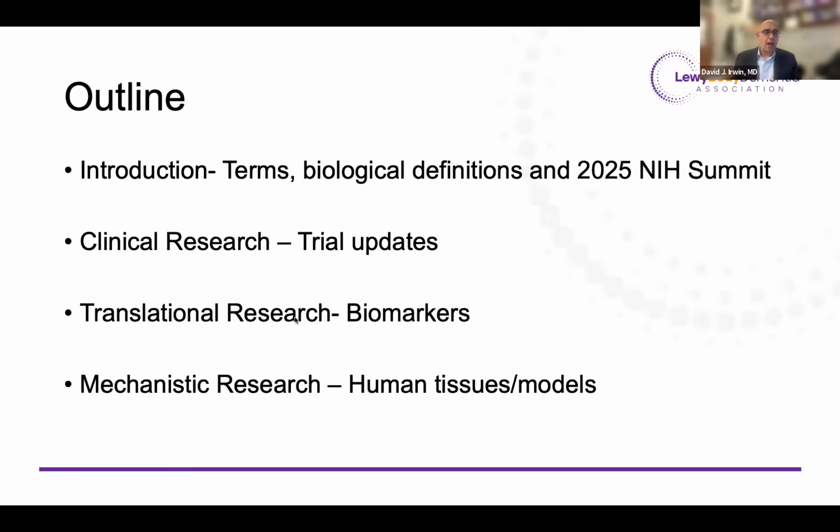Our overall outline will start with an overview of terms and some of the biological definitions being used to describe LBD, as well as a highlight of the 2025 NIH Summit on NIH priorities for LBD, which are really important. Then we'll go through three areas of research: clinical research, including clinical trials; translational research, which is observational research, collecting data and samples to help inform clinical trials; and mechanistic research, looking at why Lewy body happens and how we can develop treatment targets.